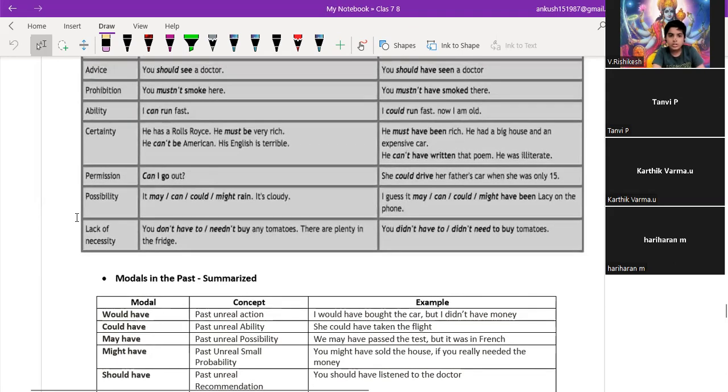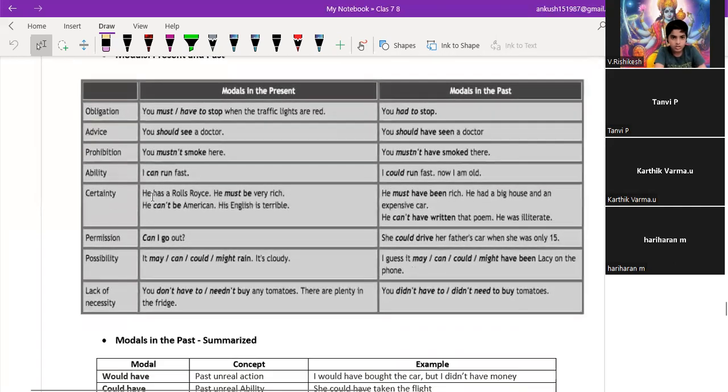Models in past and present of permission. In present, can I go out? In past, she could drive her father's car when she was only 15. But I think it is not like permission. The sentence is given wrong over there, I think.